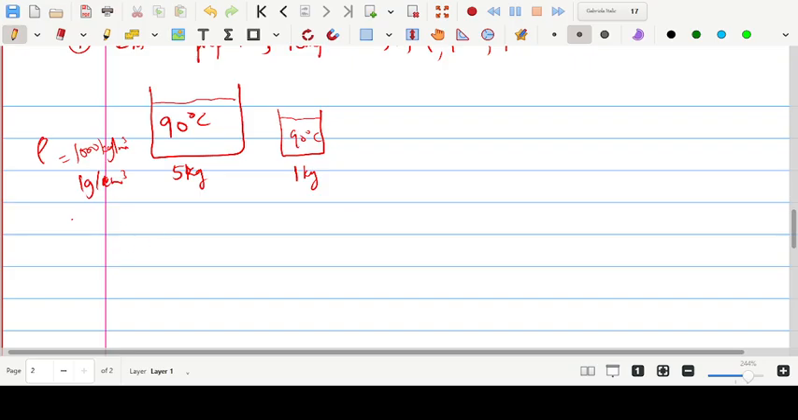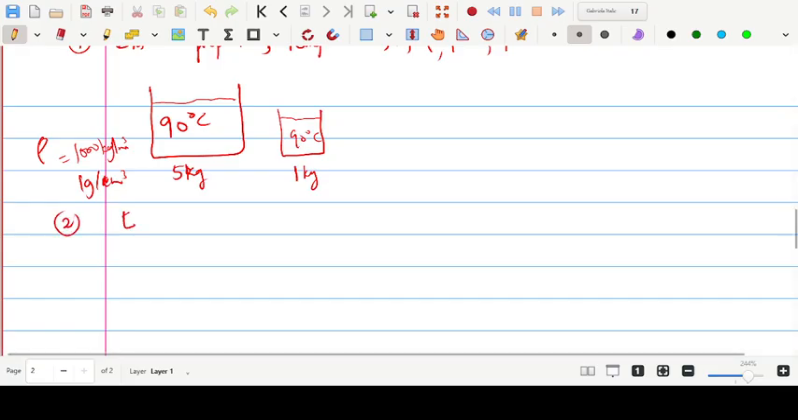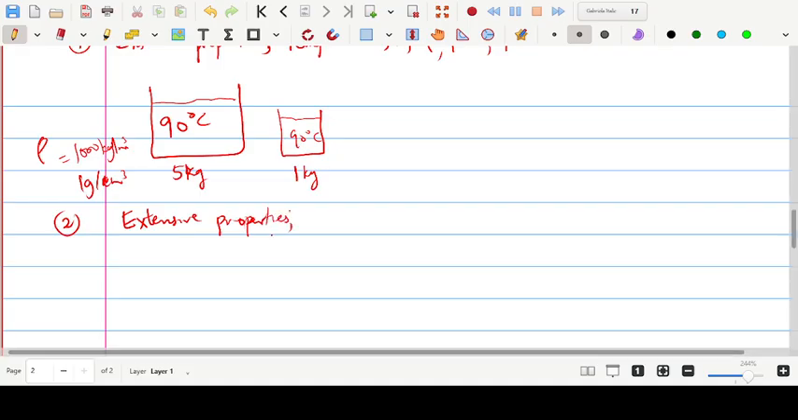So the second one we have is now extensive properties. What is an extensive property? Extensive properties are those properties which are dependent on the mass of the system. So anything that depends on the mass of the system is regarded as an extensive property.